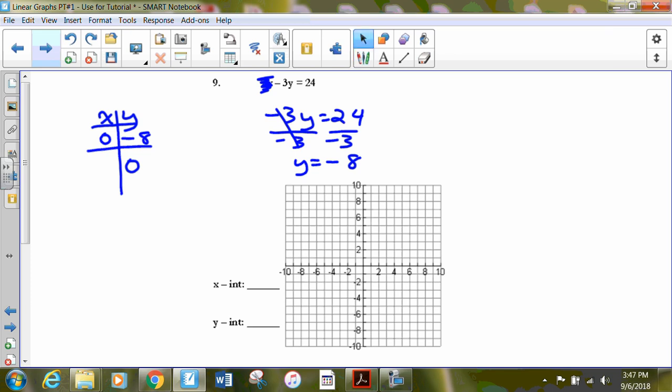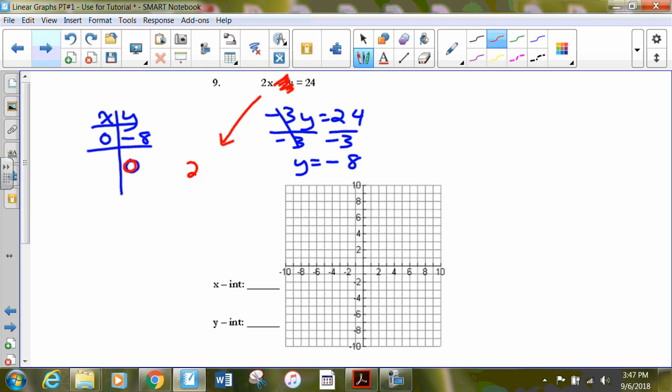Then, let's see what happens when y is 0. When y is 0, negative 3 times 0 is 0. That goes away, and I'm left with 2x equals 24. Divide both sides by 2, and we get x equals 12.